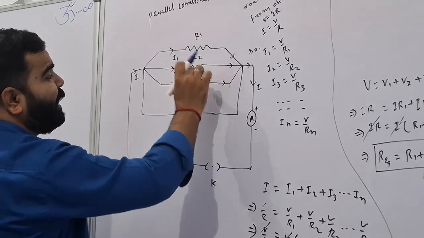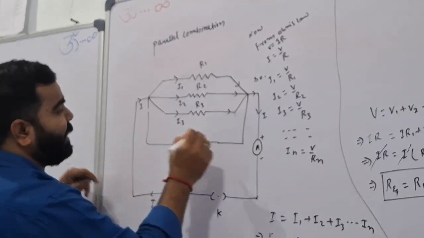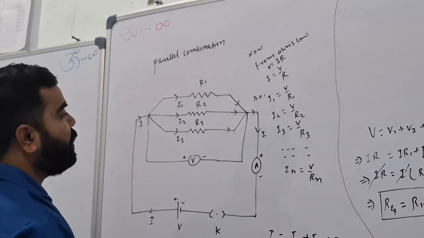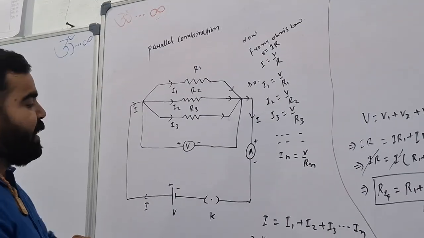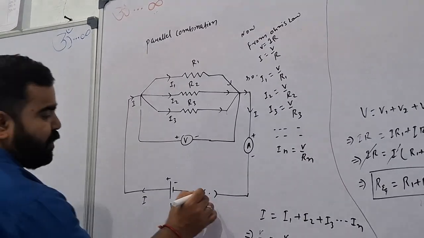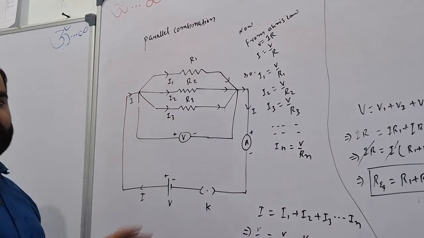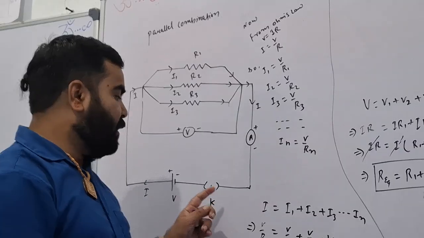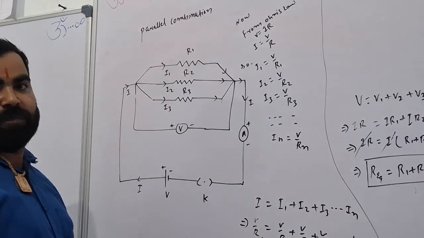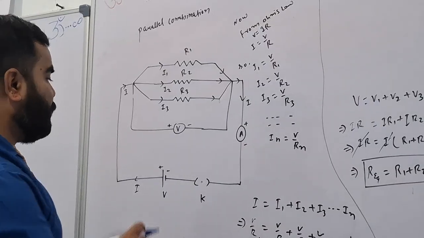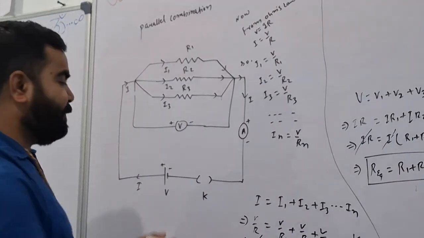Now R1, R2 and R3, and there could be more resistors. Just as this is an ammeter and this is a voltmeter, a voltmeter is always connected in parallel combination. In this case the circuit is complete and current will flow, a continuous chain. If there is a break, it means the switch is off.